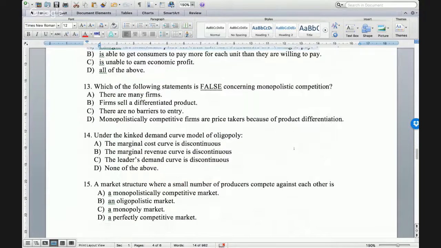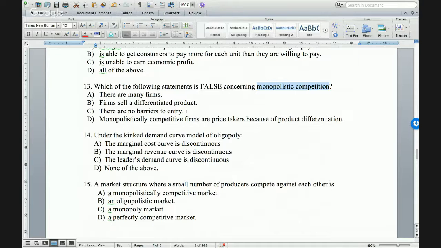13, okay. Which is false? So we have monopolistic competition. Remember, this is not monopoly, but it has some characteristics similar to perfect competition as well as oligopoly. Firstly, there are many firms. That's correct. That's a true statement for monopolistic competition. Firms sell a differentiated product. That also is true. That's why it's similar to oligopoly. And A is why it's similar to perfect competition. So they all sell differentiated products.